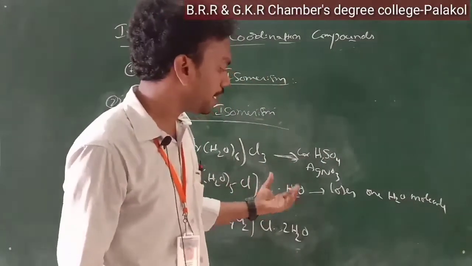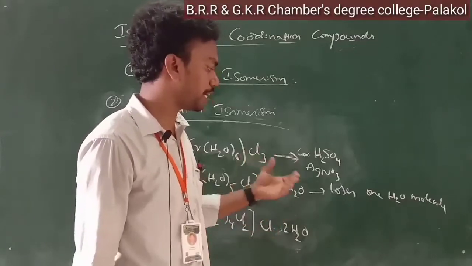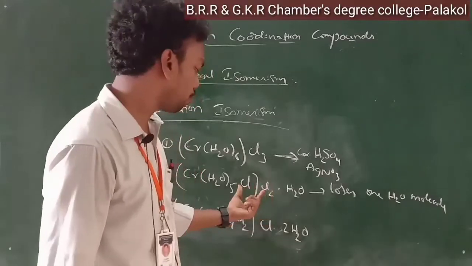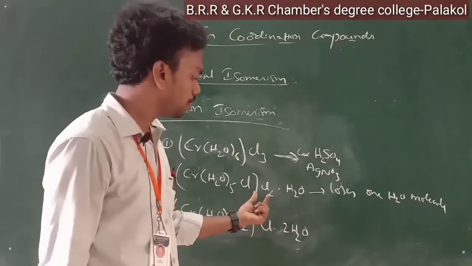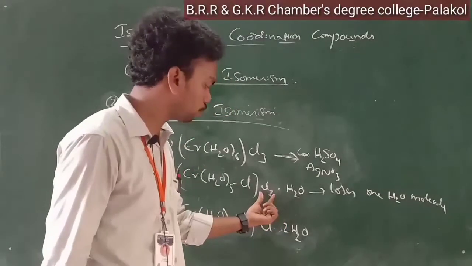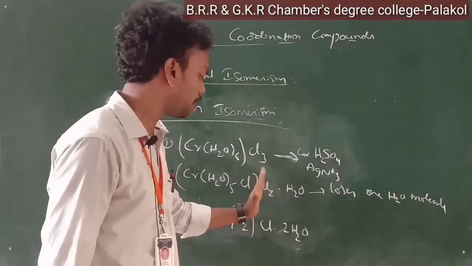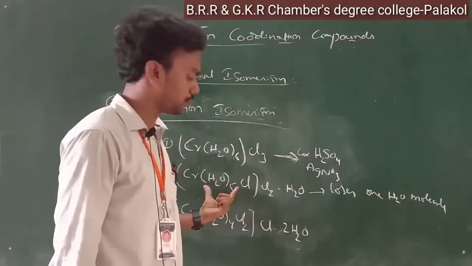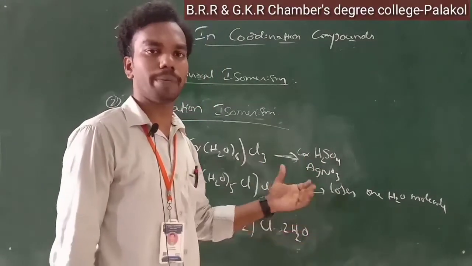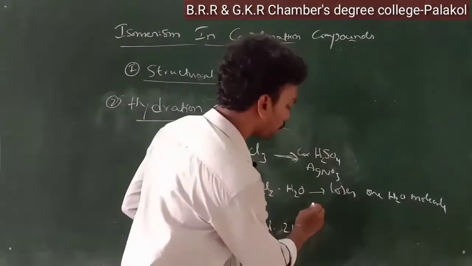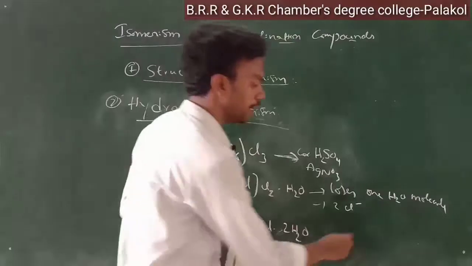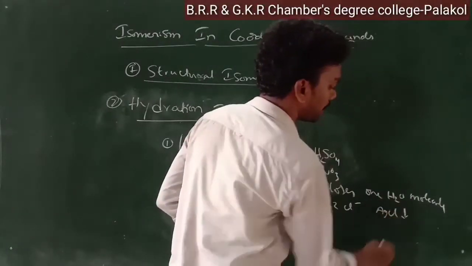And here how many chloride ions are precipitated with Ag plus when reacting with AgNO3? Here 2. By looking at this complex, we have 3 chloride ions, but only 2 chloride ions are out of the coordination sphere. Only these 2 chloride ions are ionizable. So this part will ionize, and this part will not get ionized. So only these 2 chloride ions react with Ag plus in the solution and form AgCl precipitate. That means the number of chloride ions available here is 2. So 2 Cl minus react with Ag plus and form AgCl precipitate.